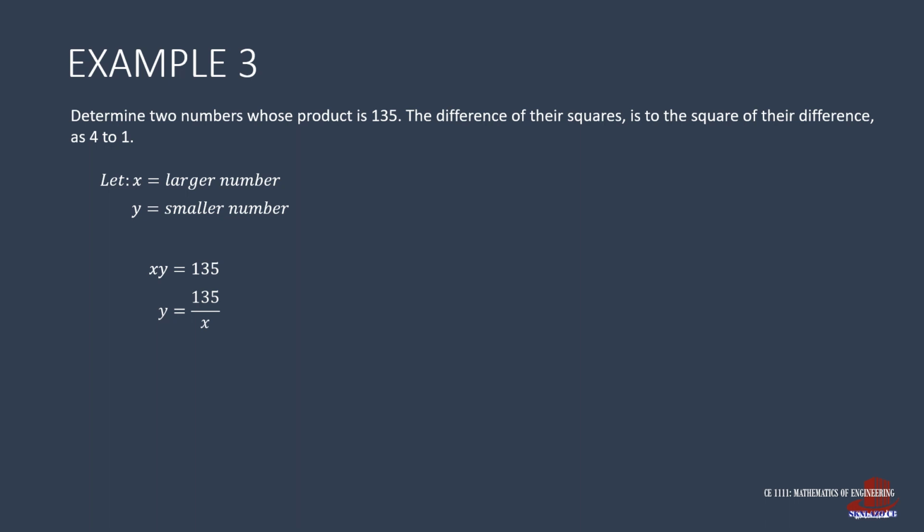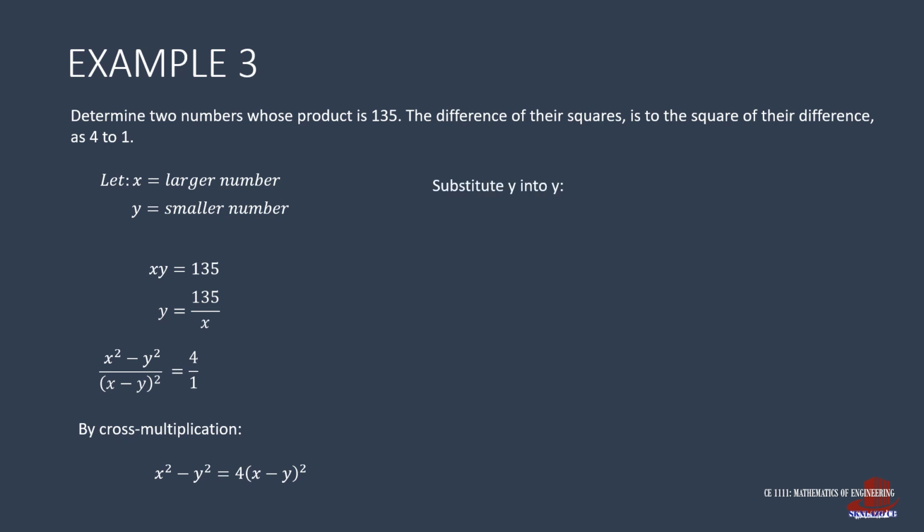For the second premise, the difference of the numbers' squares is shown as x squared minus y squared. This is in ratio with the square of the numbers' difference. That is the square of x minus y. This proportion is equal to 4 over 1. Having identified the proportion, we use cross multiplication to get x squared minus y squared as equal to 4 times the square of x minus y.